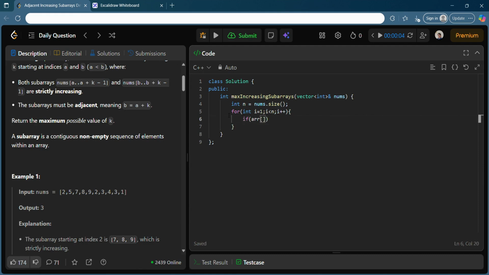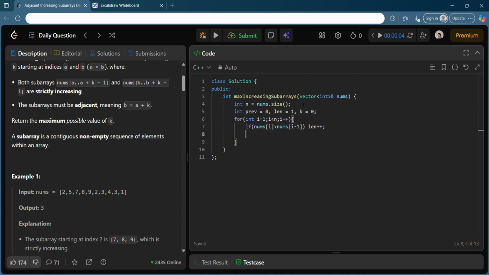So yeah, I could do this: nums, if nums of i is... So I will just have all the previous value to be 0, len value is 1 and k value is 0. If nums[i] is greater than nums[i minus 1], what can I do? Simply increase len plus plus, otherwise you get a breakpoint.